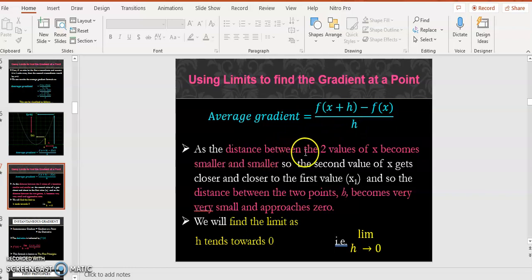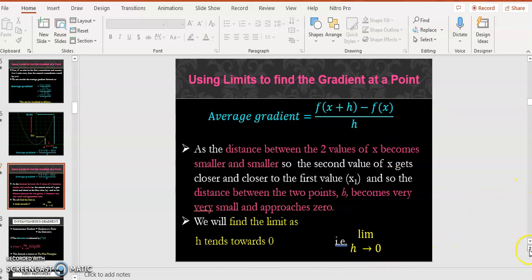As the distance between the two values of x becomes smaller, that is when it approaches 0, the second value of x gets closer and closer to the first value. So when it gets closer and closer, there's no distance. It means it approaches 0. So the distance between the 2 points, h, becomes very small and approaches 0. We will find the limit as h tends to 0. That is, the distance becomes 0, or it approaches what? 0.